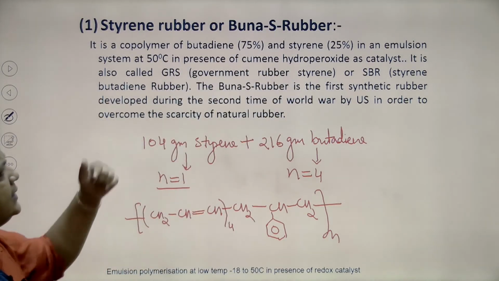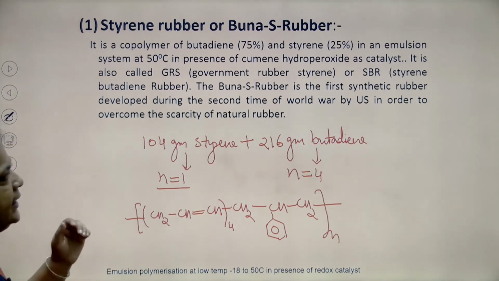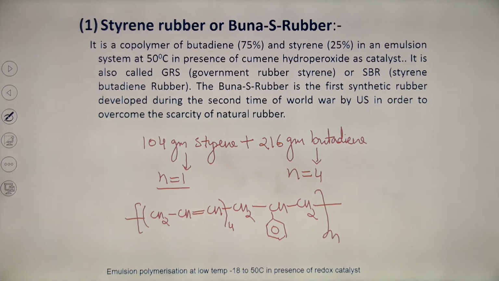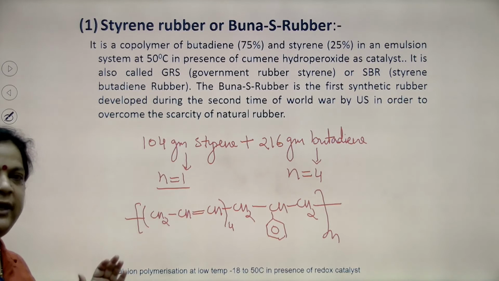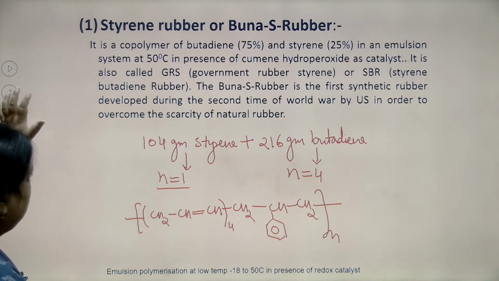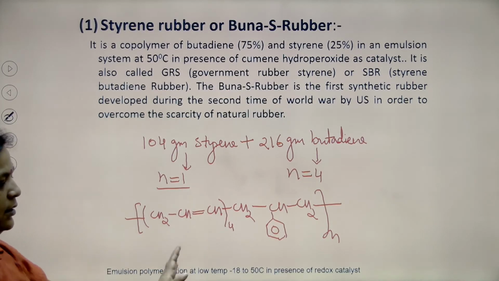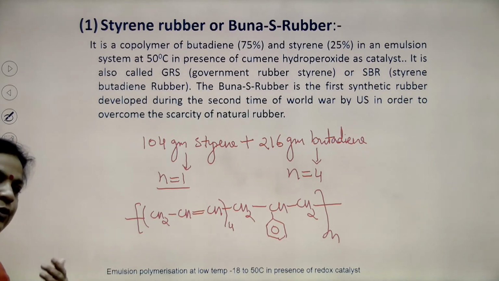It is also known as GRS, that is Government Rubber Styrene, or SBR. SBR is styrene butadiene rubber, and it is the first synthetic rubber developed during the Second World War by the US to overcome the scarcity of natural rubber. This is emulsion polymerization at low temperature, minus 18 to 50 degree centigrade, and that is why it is also known as cold rubber.